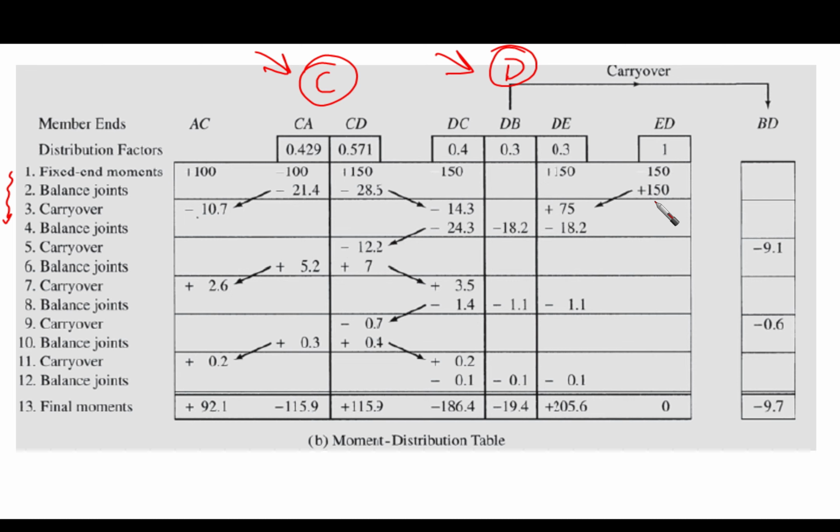And for member ED, it is going to be balanced only once, only one time, and that's it. There is no carryover for it. So remember that if we have a fixed boundary condition, it receives carryovers.